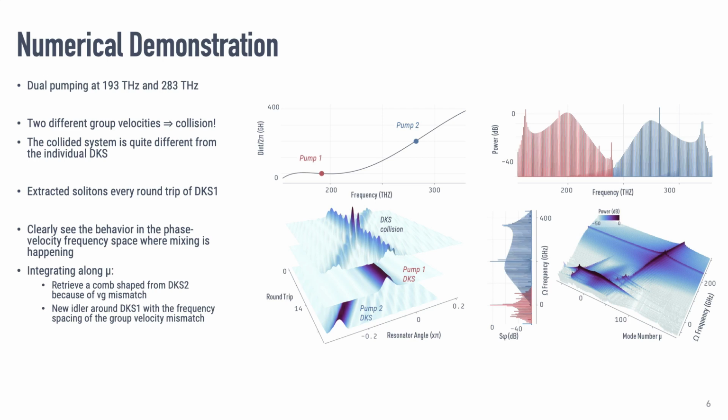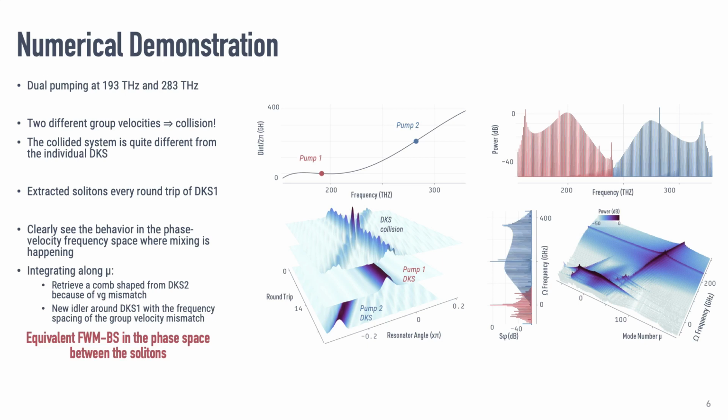But this one in red should only be one tone because it's a single soliton, so it should have a fixed offset. Yet you see all these different components appearing that are exactly spaced with the same frequency spacing as the other soliton. So throughout this simulation, what I show you is that the collision between two solitons is equivalent to a Fourier mixing Bragg scattering in this phase space.